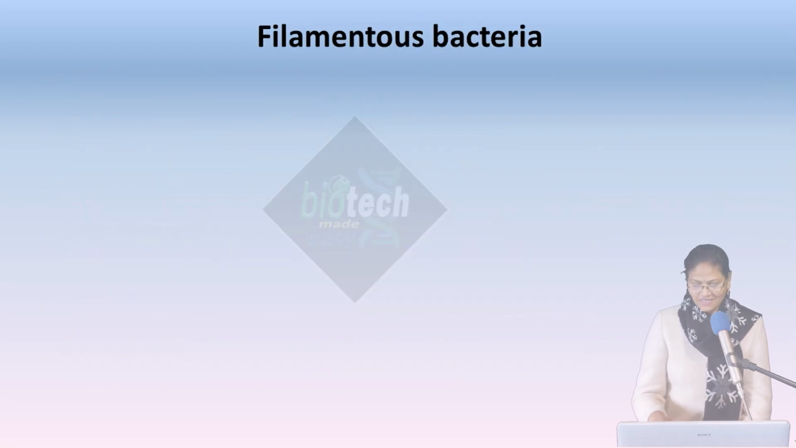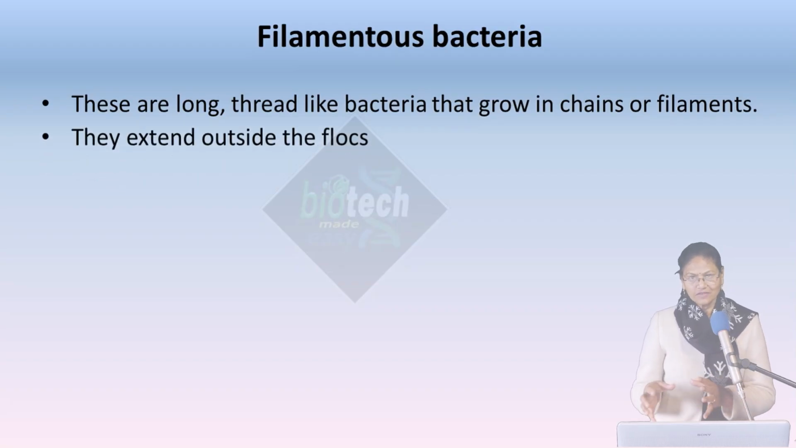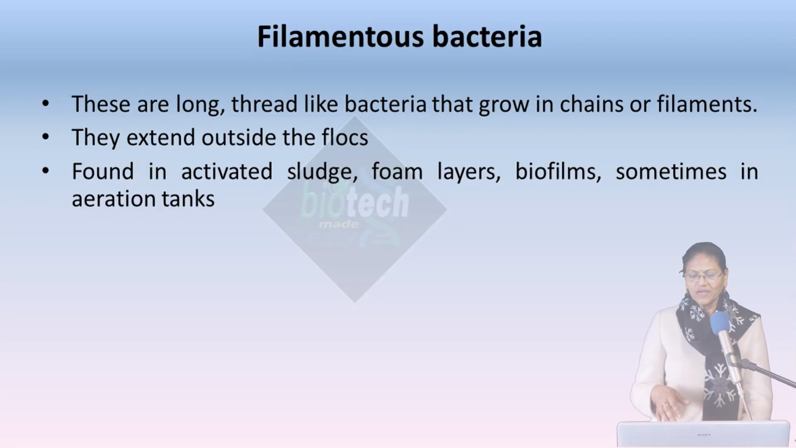Now the next one is filamentous bacteria. Why are these called filamentous bacteria? Because they are long thread-like bacteria that grow in chains or in filaments. That's why we call them filamentous bacteria, and they extend outside the flocs. When the flocs are formed out of these bacteria and the sludge, they extend outside. You can see them, and they are found in activated sludge, foam layers, biofilms, and sometimes in the aeration tank also.